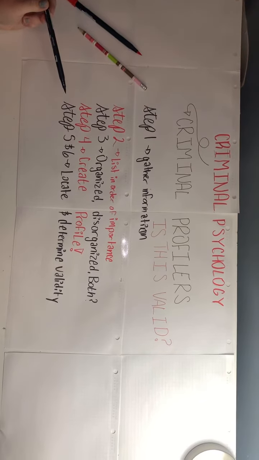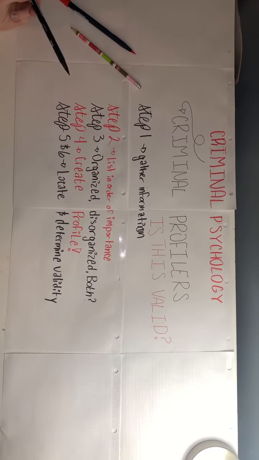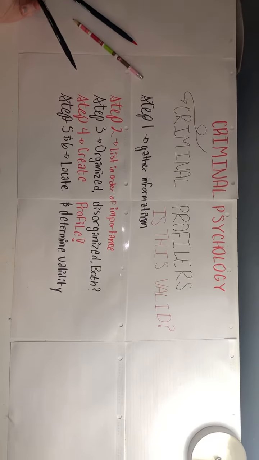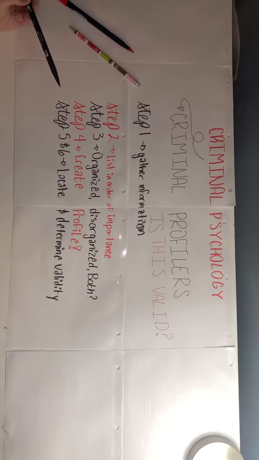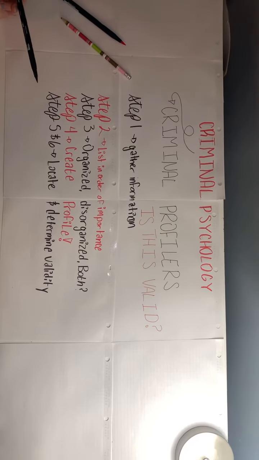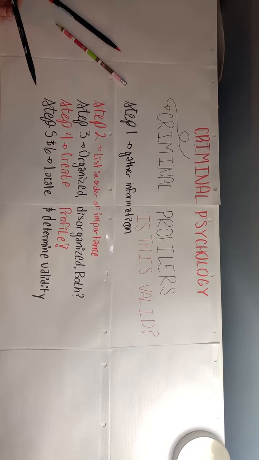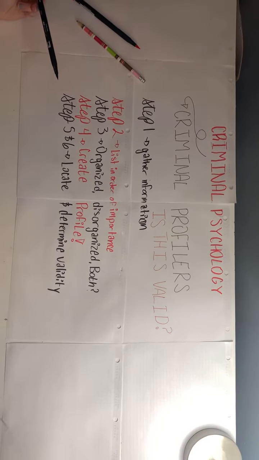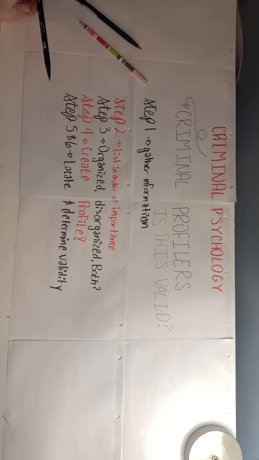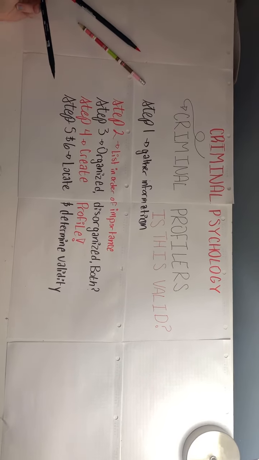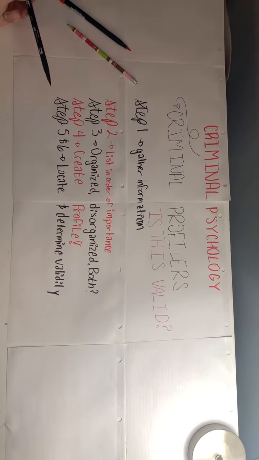The last two steps are locate the unknown offender and determine the validity of the profile. After presenting the profile to the investigators, they will go and use that profile to find whoever they believe is guilty of this crime. Then, once that person is in custody, they will compare the profile to the person's personality and everything listed within the profile to determine if that is valid enough to use for prosecution.